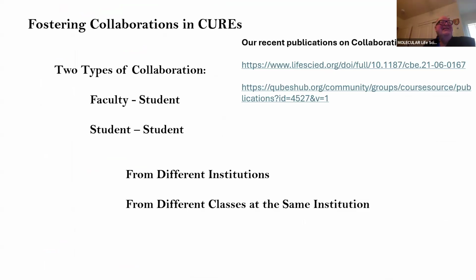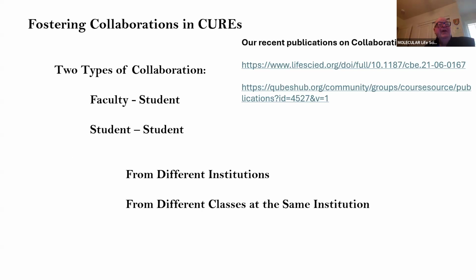So this is the build, continuation of what Tam was talking about, collaborations. And these are two papers that we've published, one in Course Source and one in CBE Life Sciences, where you can see the second one has got some great guidelines for how to organize groups and things like that. This one reports the pedagogical research activities.